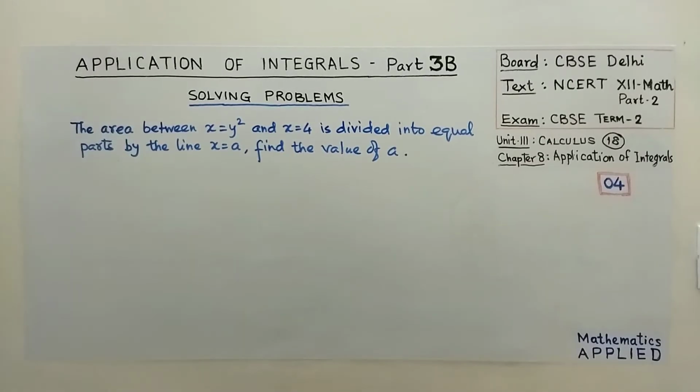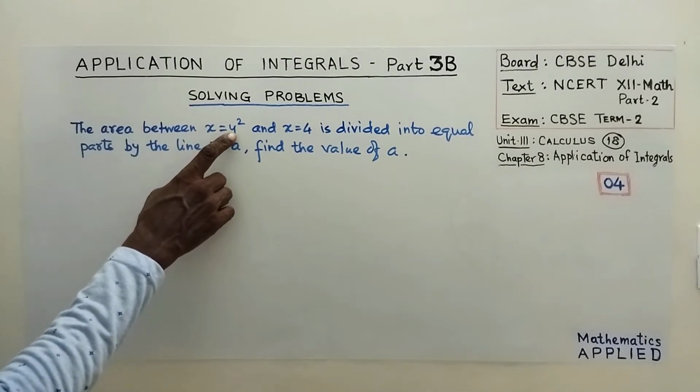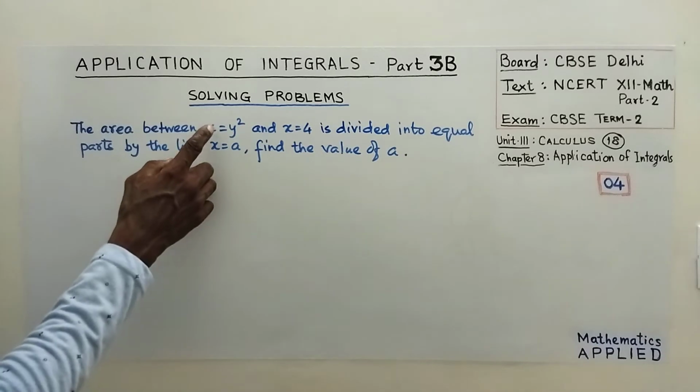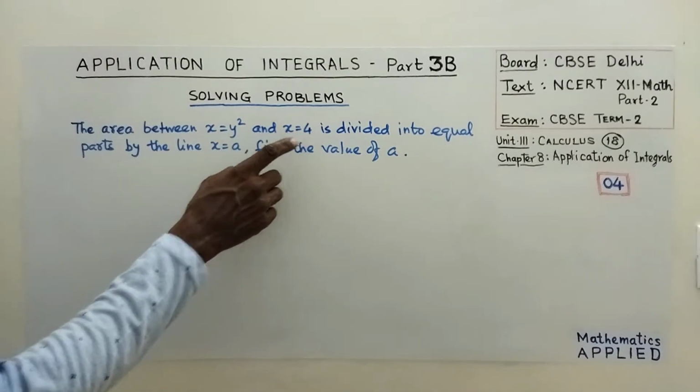So here is the next problem. The area between x equals y square and x equals 4 is divided into equal parts by the line x equals a. Find the value of a. Now there is an area between x equals y square and x equals 4. So these are the boundaries. You understand? x equals y square and x equals 4.